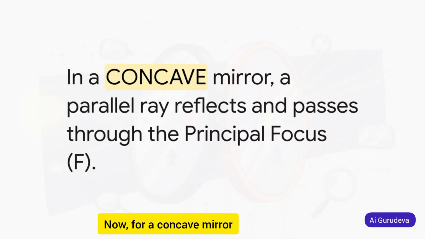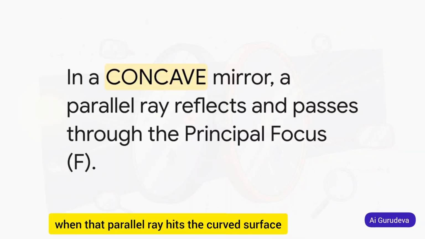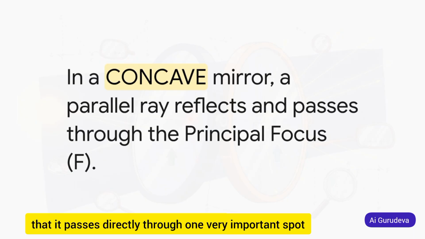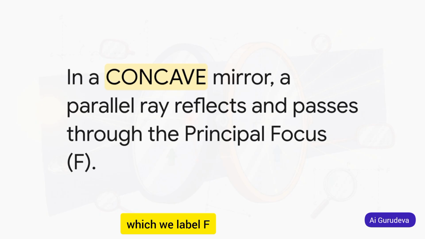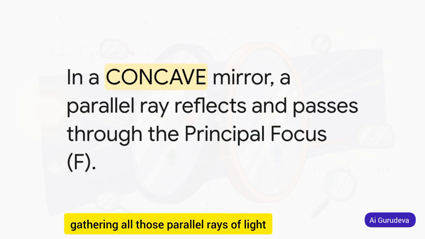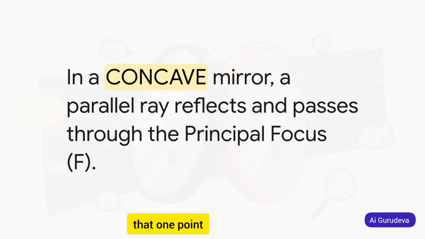Now, for a concave mirror, when that parallel ray hits the curved surface, it gets bent inward. It's reflected so that it passes directly through one very important spot, the principal focus, which we label F. You can almost think of the concave mirror as a collector, gathering all those parallel rays of light and funneling them to that one point.